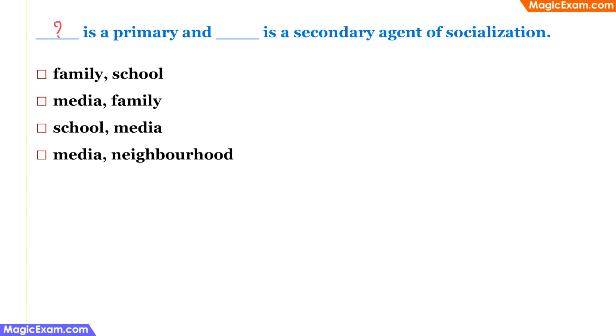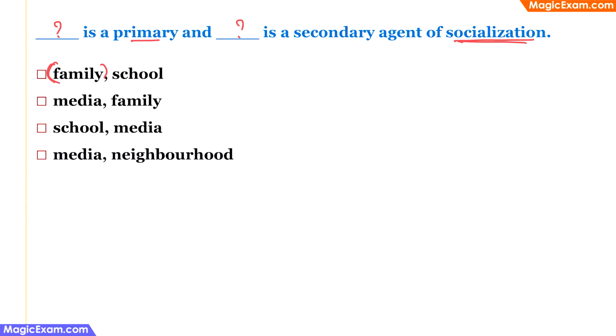Dash is the primary and dash is the secondary agent of socialization. So now the simple way to answer this question is family will always be the primary agent of socialization for any child, because the family is the first level of interaction that the child has. It might be the parents, the siblings, the grandmother, grandfather, or the extended family. Always family is the primary source of socialization for the child.